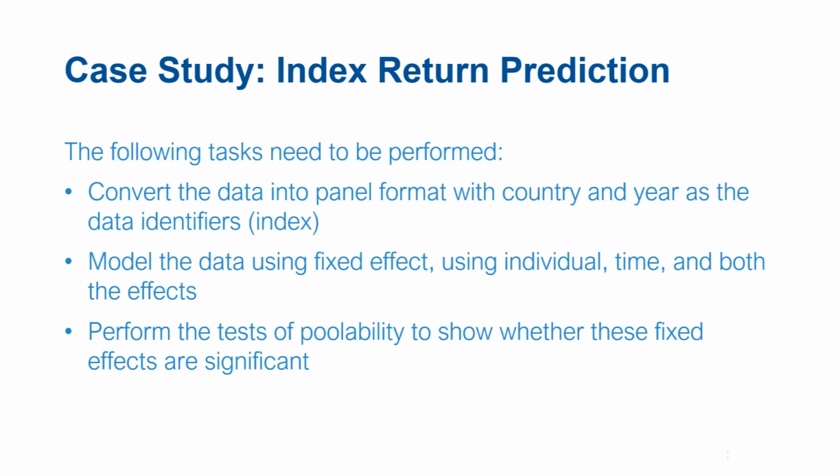Next, we'll convert the data into panel format in our environment with country and year as data identifiers or index variables. Then we'll model the data using fixed effect, using individual, time and two-way, both individual and time effects. We'll perform the test of poolability to see whether the fixed effects are indeed significant or the pool model is a decent model.